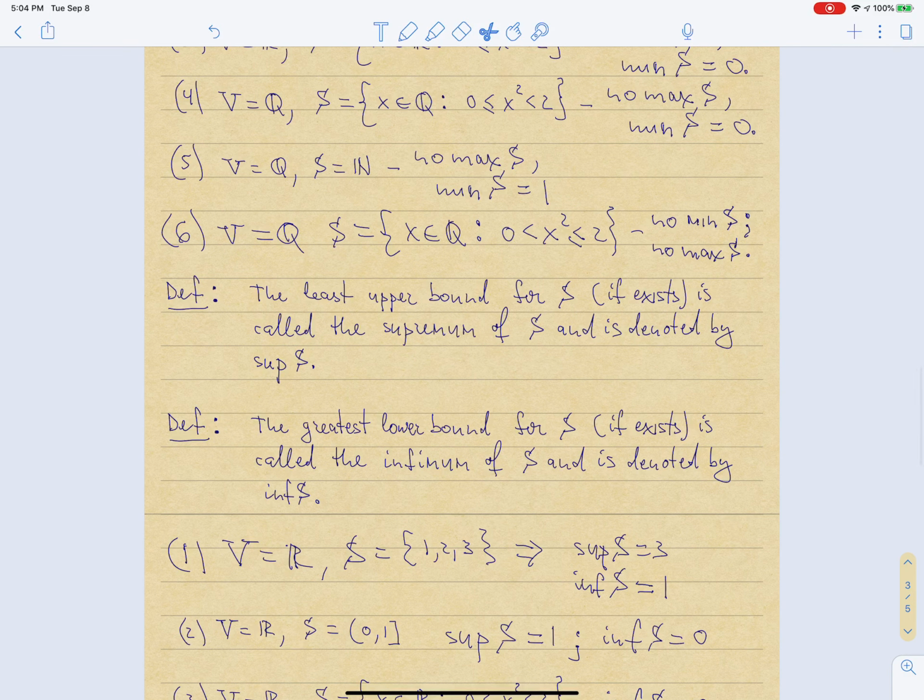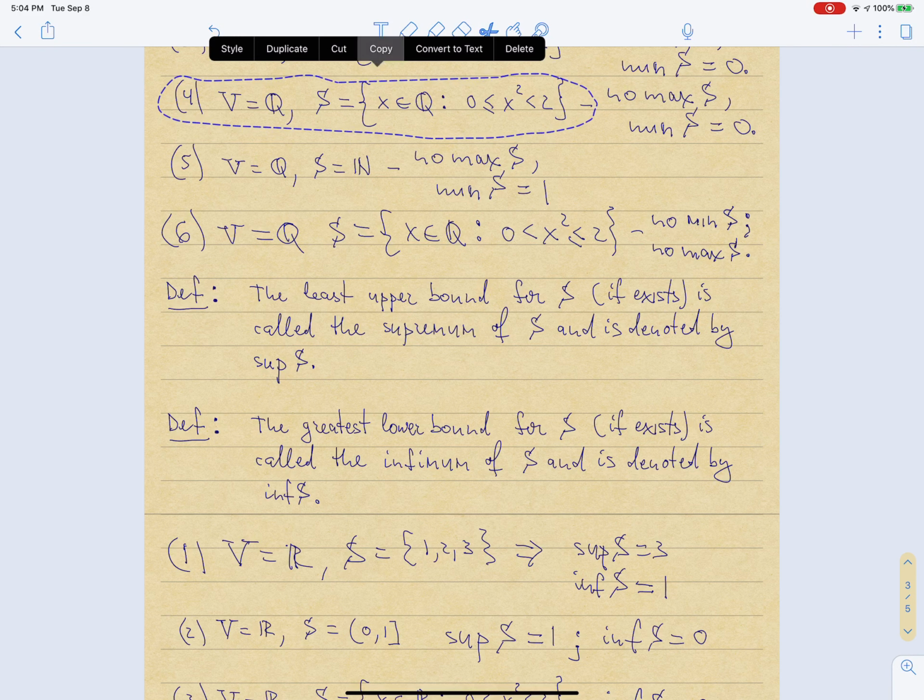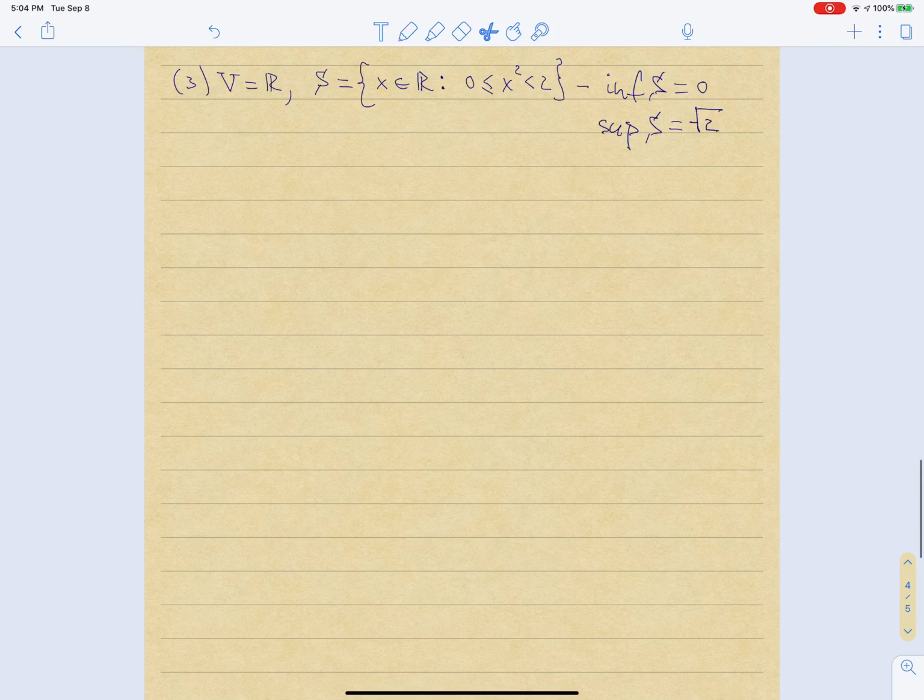Example number 4. Similar thing, but now in a set of rationals.